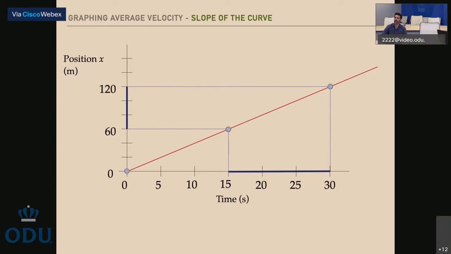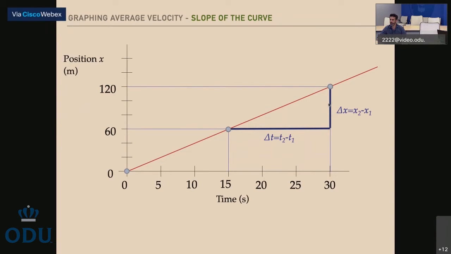So let me just move these up a little bit, and then first what we can do is calculate the change in time, which is just the difference. It's just this length right here, okay? And then we can calculate the change in x, which is denoted by this line going from 60 to 120, okay?